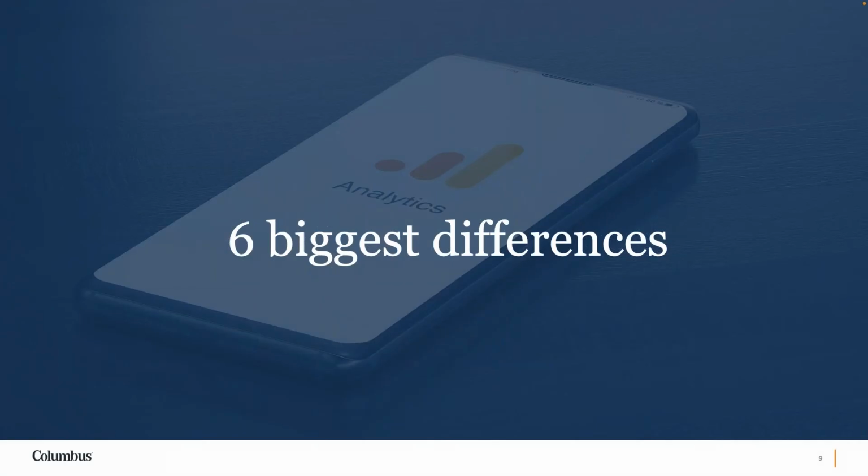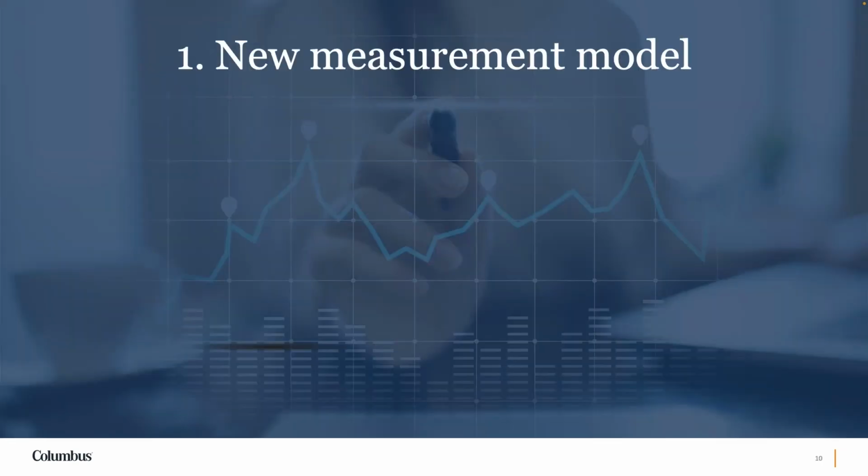So, the 6 biggest differences between Universal Analytics and Google Analytics 4, and also from our perspective, we see them as improvements. If you are used to working with Universal Analytics and start working with GA4, you will see there are a lot of differences in the interfaces, in the reports, and other things. And we are going to guide you through the 6 biggest differences here today. The first thing, and maybe the most important thing to take with you, is that it is a new measurement model. It is an entirely new tool.